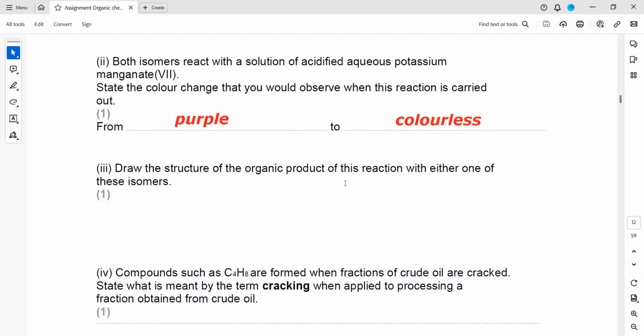Draw the structure of a product of ether. So whenever acidified potassium manganate is used, it is reacting with alkene. Remember one thing, whenever there is an alkene and we have acidified potassium manganate, KMnO4, it will become diol. Diol means the carbon-carbon double bond will break.